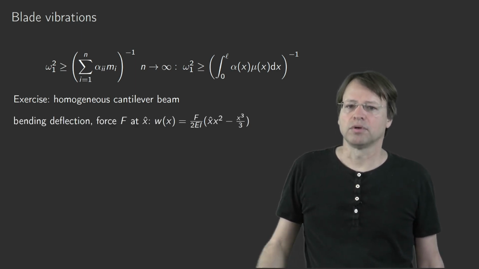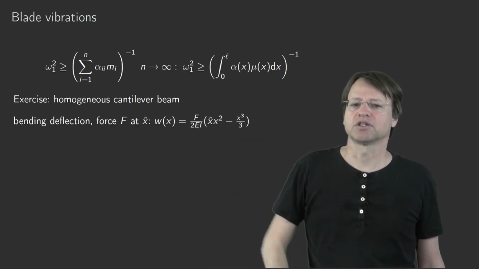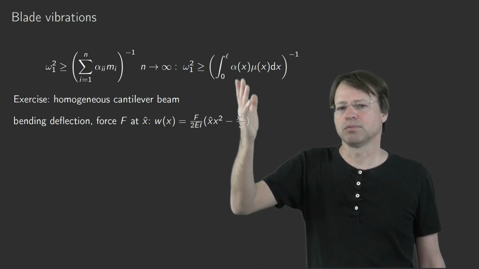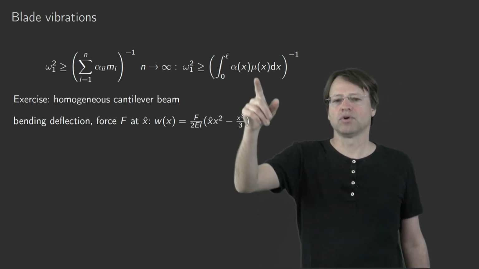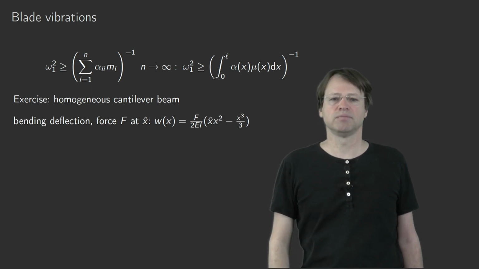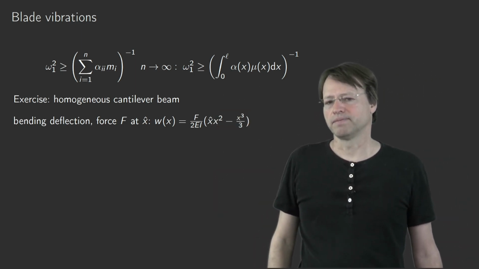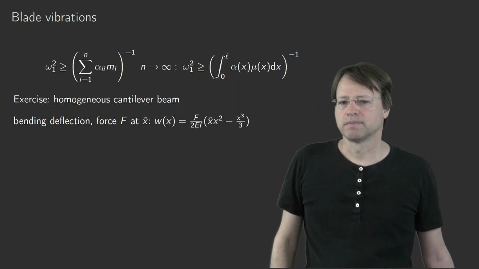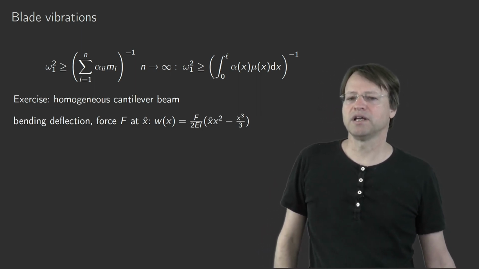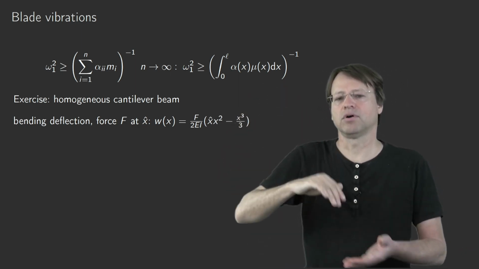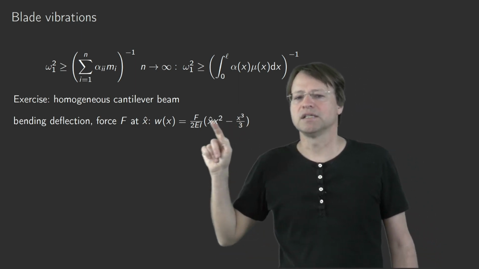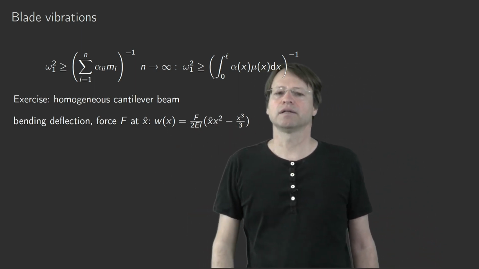So first of all, how do I obtain that function alpha of x? Because once you know that function alpha of x, and for our case, the homogeneous cantilever beam, mu is a constant, you just have to solve that integral. So suppose you study the following load case. You have a force F on your cantilever beam sitting at a position x hat.